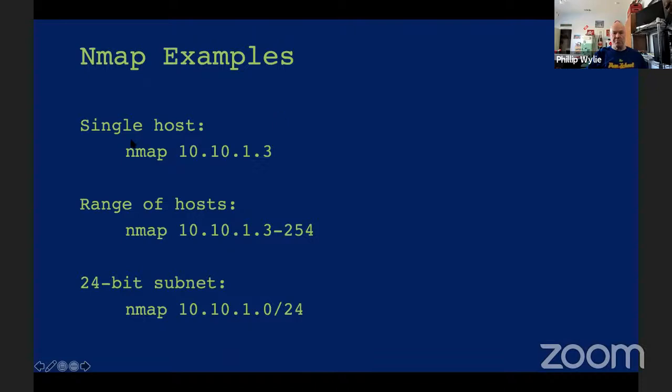So here are some Nmap examples. To scan a single host, Nmap and then the IP address. To do a range of hosts, you're going to do Nmap and then, like here, the IP address dash 254 to give the full range there. And for a 24-bit subnet, we do the CIDR notation, and you see how we do that there. So these are some different options, and also there's the list option.